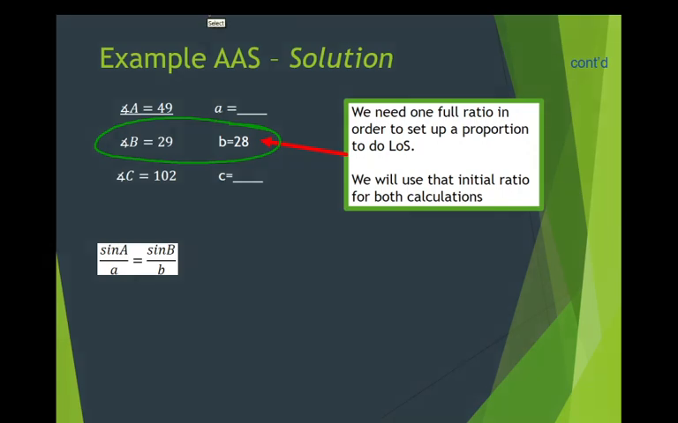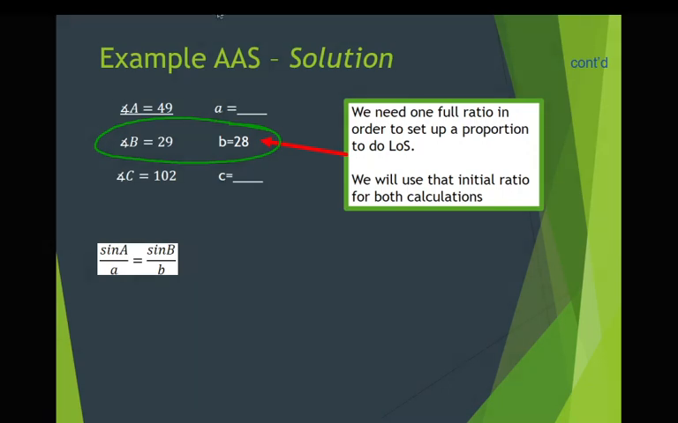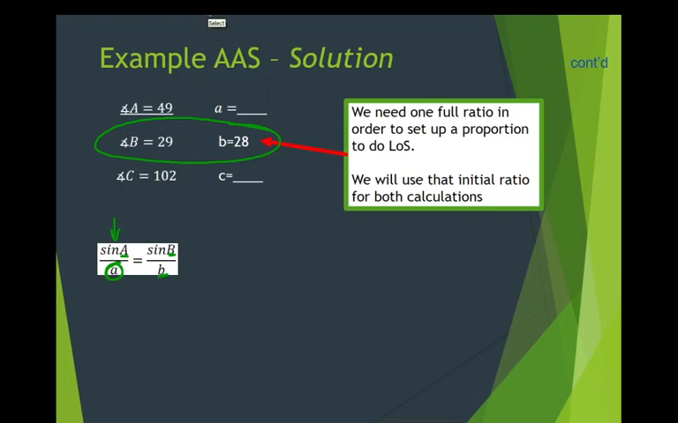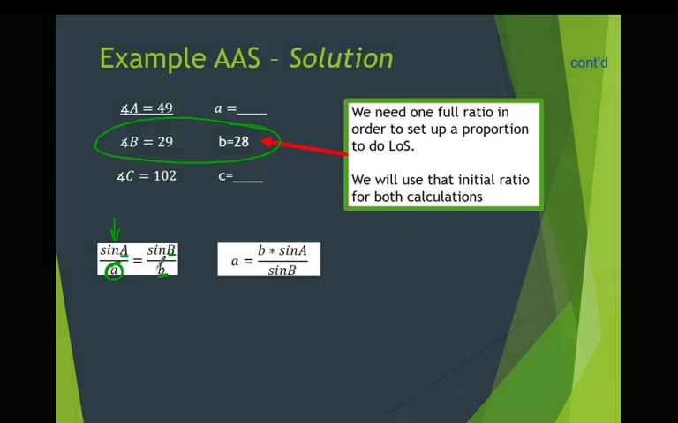So I'm going to use this ratio. Notice this is what I'm looking for. I know this, and I know that. So again, I'm setting up a proportion to find side A. And if I want to, I can rewrite my equation, and I get A equals B times sine A divided by sine B. That's what you get when you cross multiply.